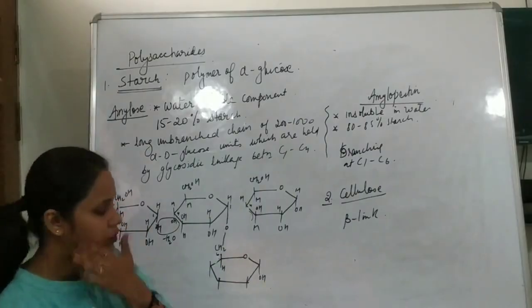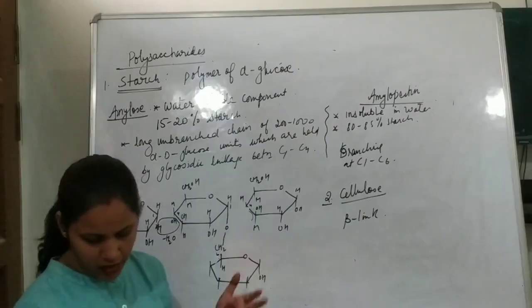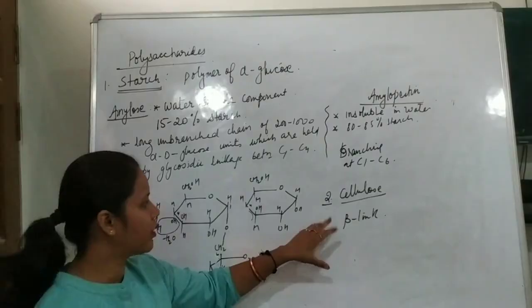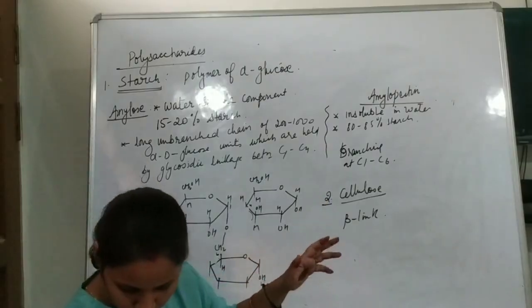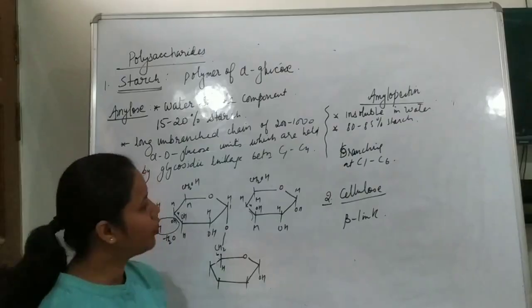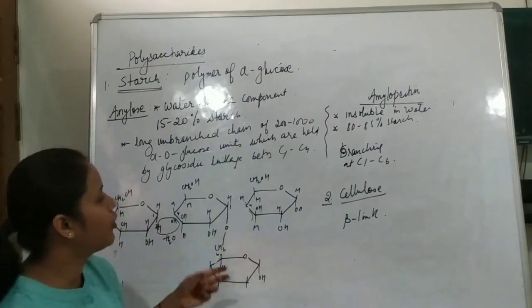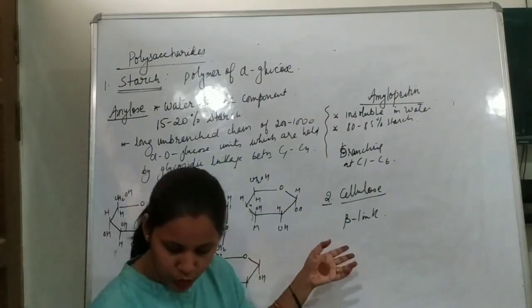The next we have glycogen. What is glycogen? We are not dealing with it right now. If you want, I can give you the short notes. Again, what is cellulose? Cellulose is a straight chain polysaccharide composed of beta D glucose units.